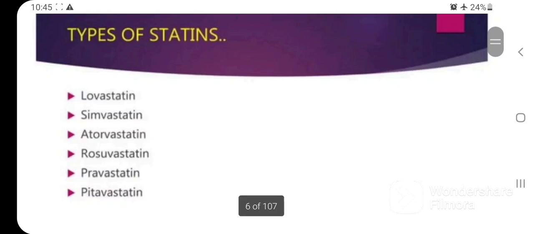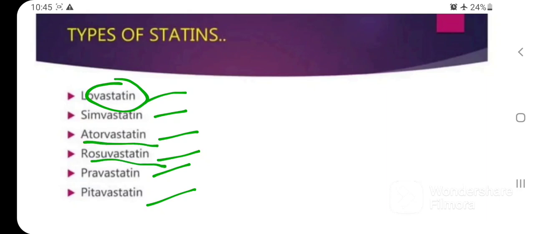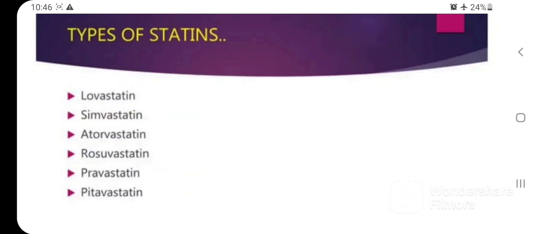Next, types of statins. Here we will discuss some types or classification of statins. The first one is lovastatin, then simvastatin, atorvastatin, rosuvastatin, pravastatin, pitavastatin. In our day-to-day life we are very familiar with lovastatin or atorvastatin, then rosuvastatin. These are three important drugs in the market.